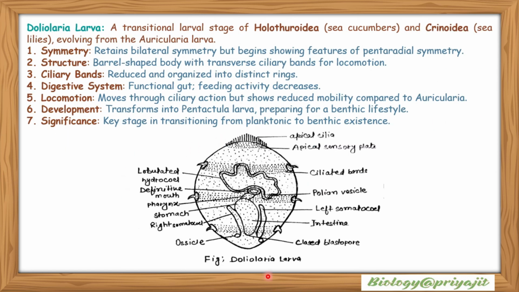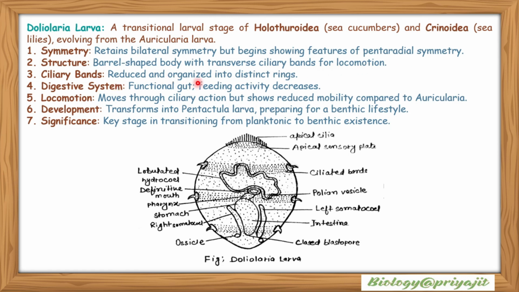Doliolaria larva, which is very important. This is the pencil sketch of the Doliolaria larva. It is a transitional larval stage of Holothuroidea, sea cucumbers, and Crinoidea, or sea lilies, evolving from the auricularia larva. Symmetry: it retains bilateral symmetry but begins showing features of pentaradial symmetry. Structure: barrel-shaped body with transverse ciliary bands for locomotion.